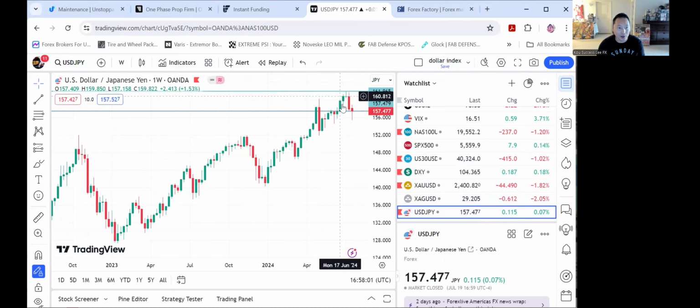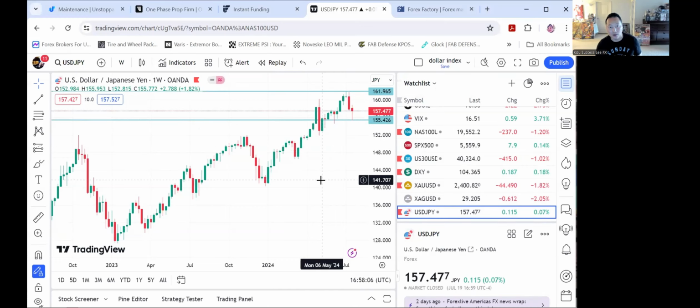All right, so buying UJ, bounced back up from 155. So buying it, the first target is 158, and then the second target is 159, and then the third one would be 160.